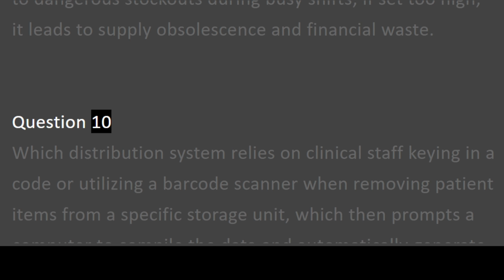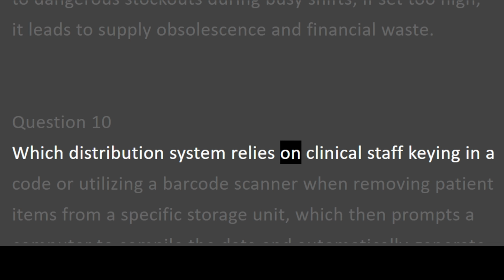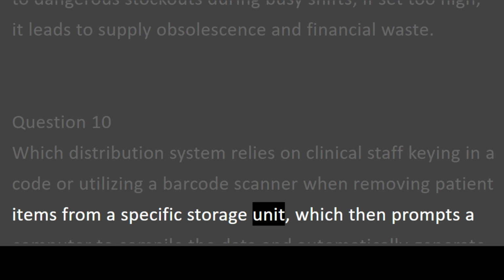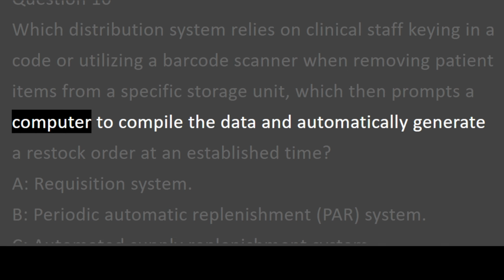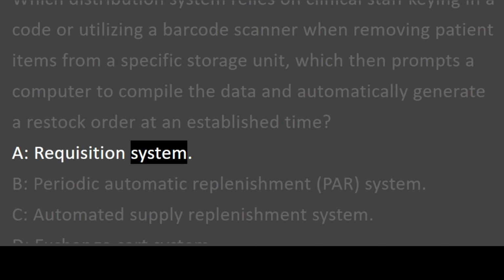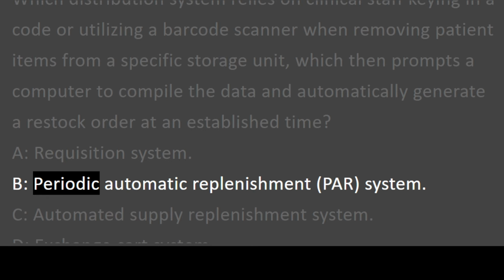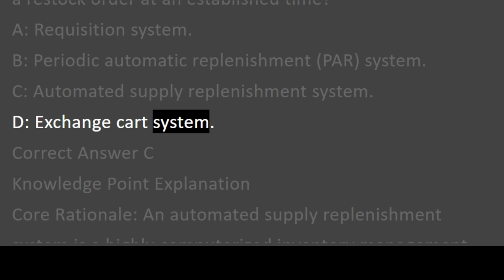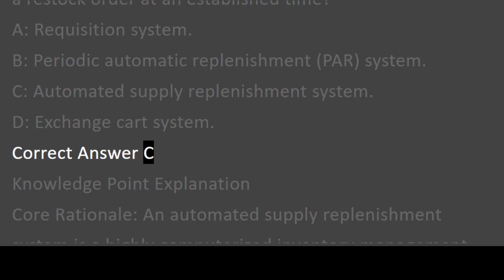Question 10. Which distribution system relies on clinical staff keying in a code or utilizing a barcode scanner when removing patient items from a specific storage unit, which then prompts a computer to compile the data and automatically generate a restock order at an established time? A. Requisition system. B. Periodic automatic replenishment, PAR, system. C. Automated supply replenishment system. D. Exchange cart system. Correct answer C.